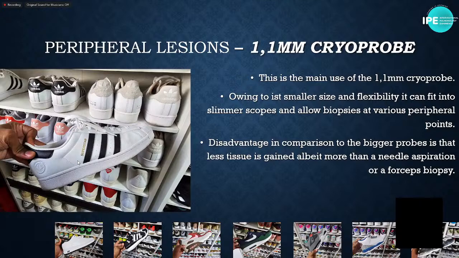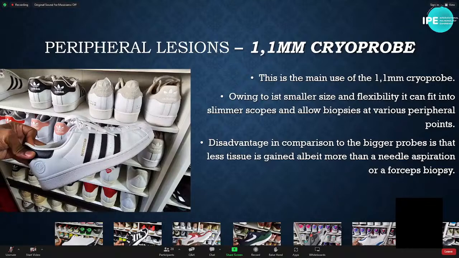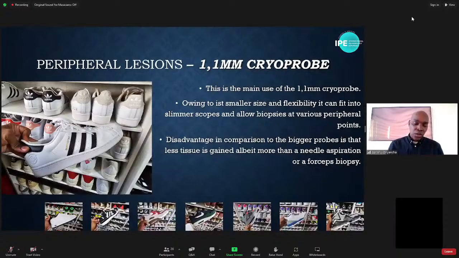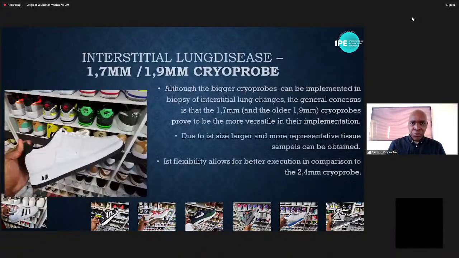The disadvantage to the shoe and to the 1.1 cryoprobe is that it's very small. After a while, the shoe gets annoying, but similarly to the 1.1, you won't get as big a tissue sample as compared to the 1.7. But it's still, in comparison to the needle aspiration and to the forceps biopsy, even better. And then what about the regular day shoes?